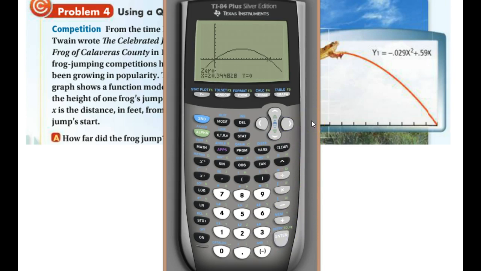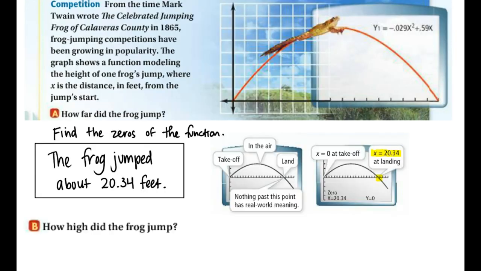And it gives us a value of approximately 20.34. So that would be the distance in feet of the frog's jump. So now that we know the distance of the frog's jump, we need to figure out how high did the frog jump. So taking a look at this original graph that we were given, we now know that this distance right here is approximately 20.34 feet.